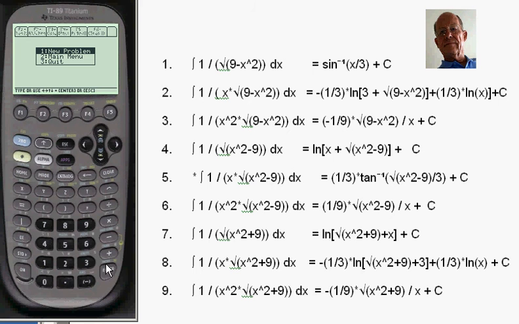Notice how difficult these are, because you have 9 minus x squared here, you have x squared minus 9 here, which all changed everything, right? And now we get into, eventually, for my videos, x squared plus 9. That's a different system here, too. Every one is a different program.